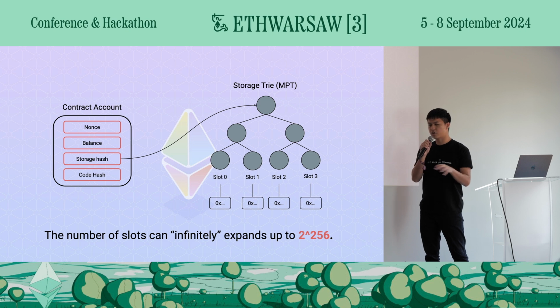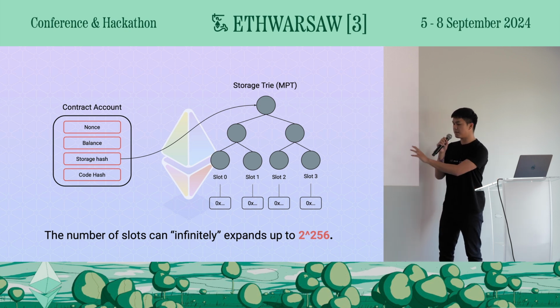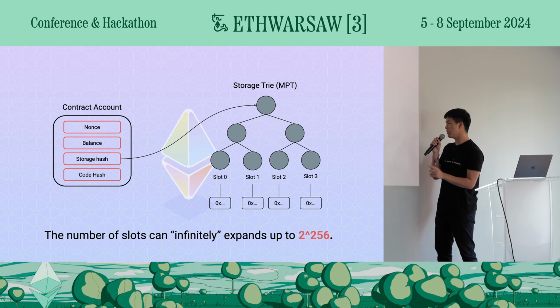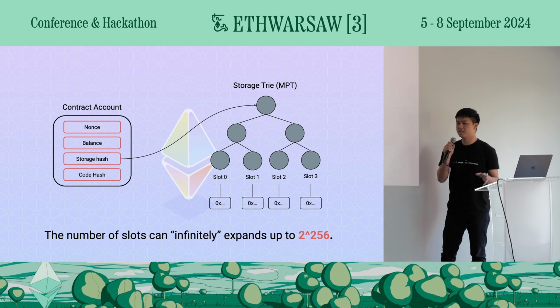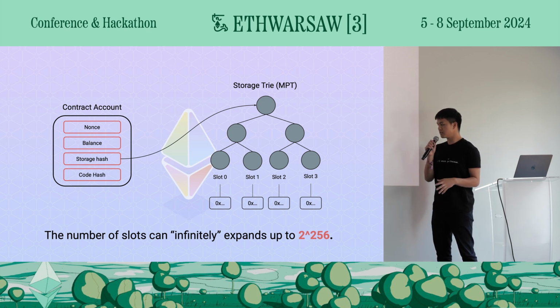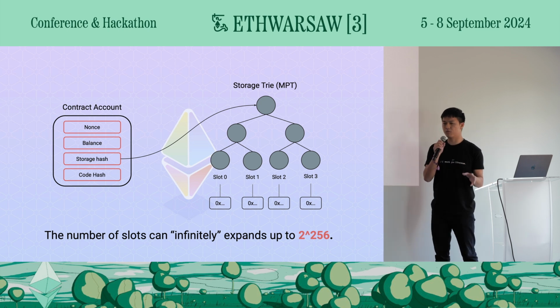For each contract account, it will also have its own Merkle-Patricia Trie. So it's the same trie as well. It's just the leaf node here will represent the value of the slot of the contract. One key thing that you have to understand here is that the number of slots can so-called infinitely expand up to 2 to the power of 256.